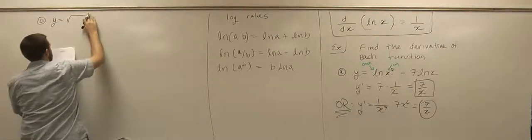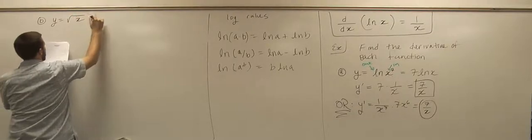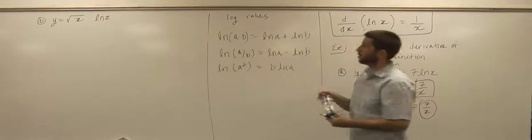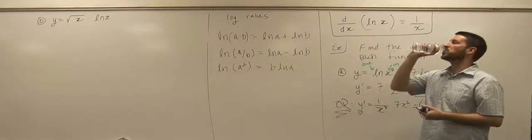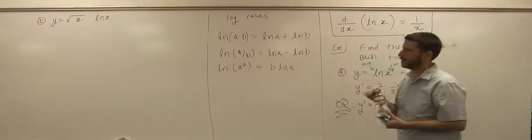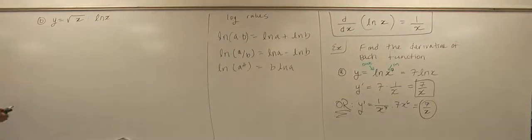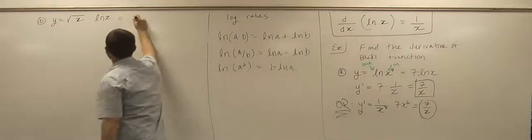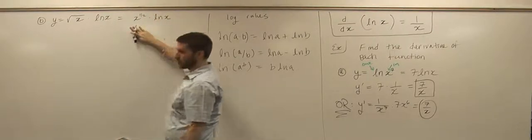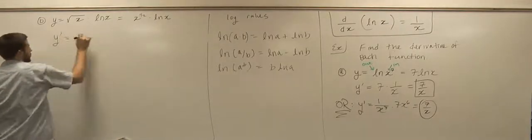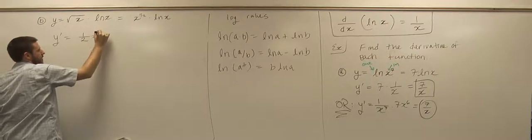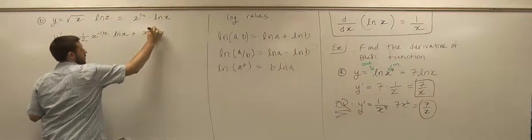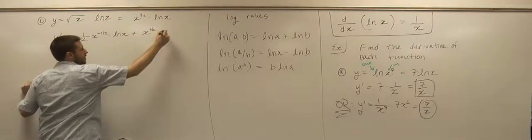How's that? Good, bad, so-so? What about root x times ln x? How would you do the derivative of this? What's my strategy here? Got to use product rule. You have multiplication between two functions. Think of this as x to the 1/2 times ln x, and do the product rule. The product rule says derivative of the first, 1/2 x to the negative 1/2, times the second, plus the first times the derivative of the second. Derivative of ln x is 1 over x.